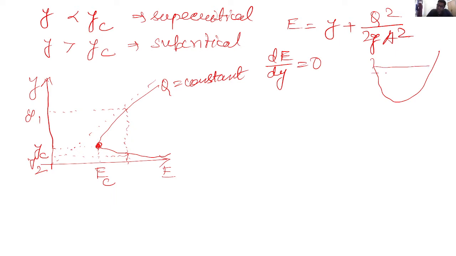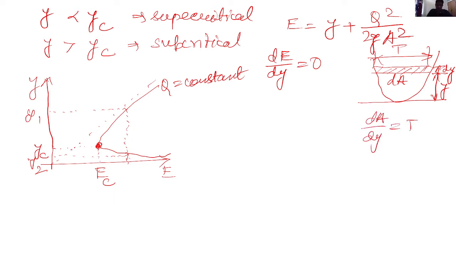So this cross section can be seen like this. Let me take an elementary infinitesimal strip over it. This is the datum, which is the channel bed in our case. This is the water depth, an incremental depth dy. T is the top width and dA is the infinitesimally small cross section. So dA by dy is nothing but the top width.